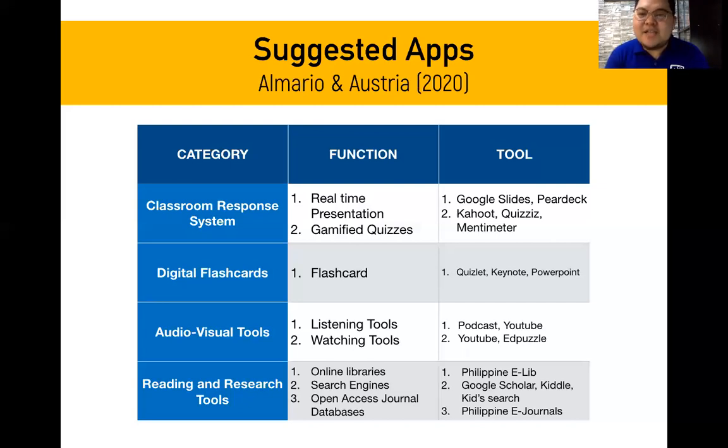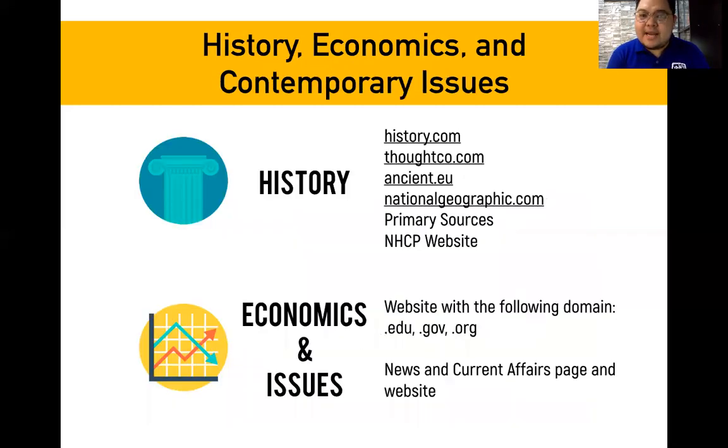So these are some of the suggested apps according to the work of Almario and Austria as we prepare our assessments or our learning plan in general for social studies. Now, based on my experience and what we do in our team in Xavier, here are some of the suggested websites that you can visit in your history, economics, and contemporary issues class.